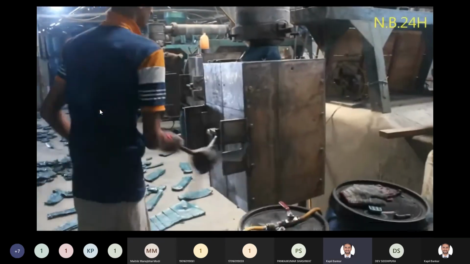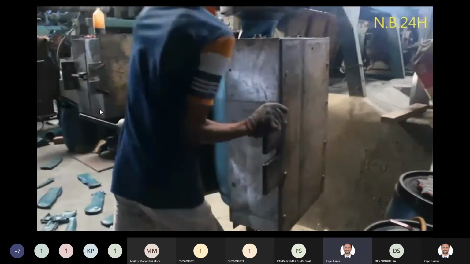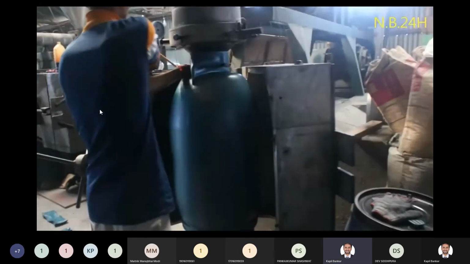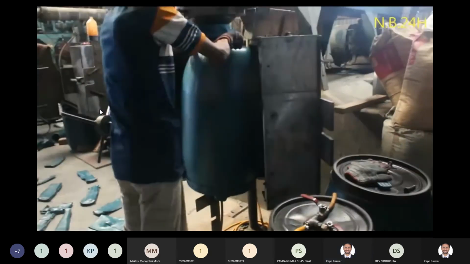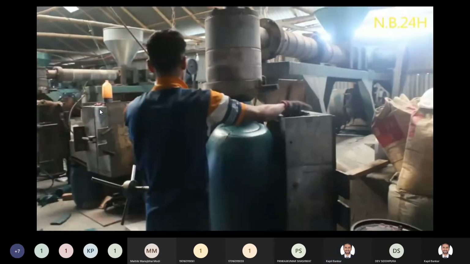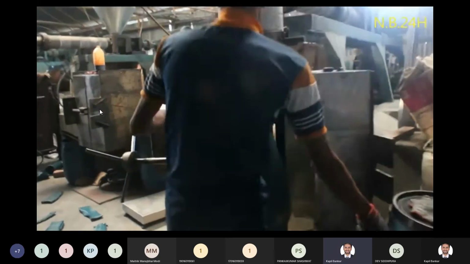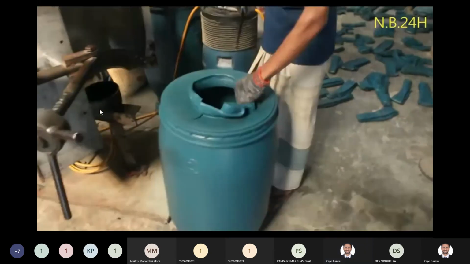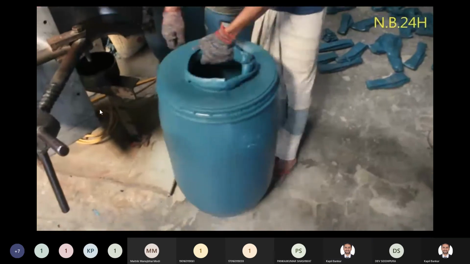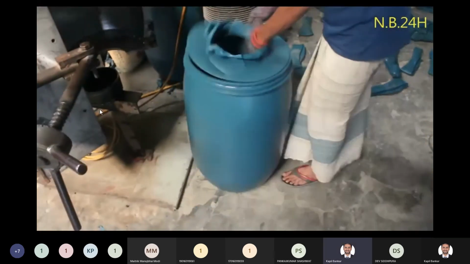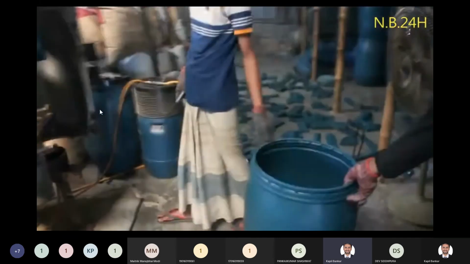Now see the opening of the two dies. This is one die and this is the other die. The two dies are open. Then cut it from the top side. Here the top portion is cut from the top side by the knife itself. So this type of 250 liter drum is made.